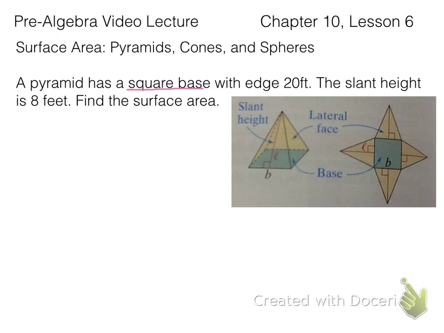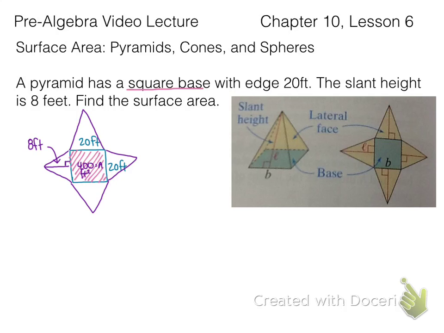A pyramid has a square base. Well, that means it looks like this. And the edges are 20 feet, which means the area of the whole base is 20 times 20, which is 400 feet squared. Now the slant height: see how I basically made this figure right here? That's what I've made there, but with the dimensions that are given to me in the problem. The slant height is 8 feet, which means from the base to the tip or the vertex of my pyramid is 8 feet.